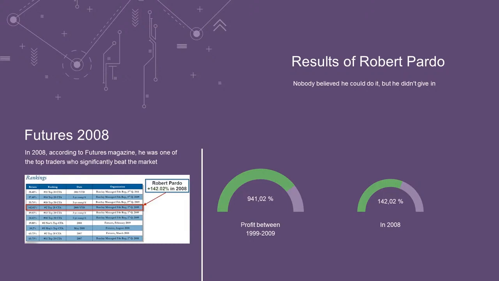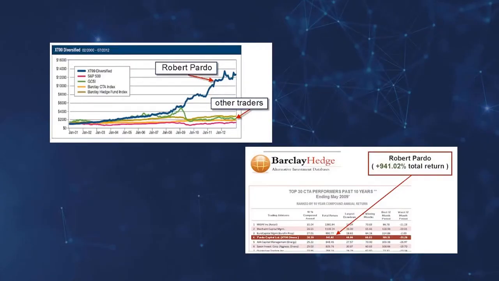And here you can see some of the results he has achieved. For example, in 2008, when the market went through a sharp drop of about 50%, Robert was 142% in profit. Here are the results over 10 years. His total profit is 941%. Here you can see a comparison of his strategy's returns. That's the blue curve, and the red one at the very bottom, that's the stock market. Even on a sample this long, 12 years, you can see how well the strategies of Robert Pardo, who was at the birth of automated trading, have done.